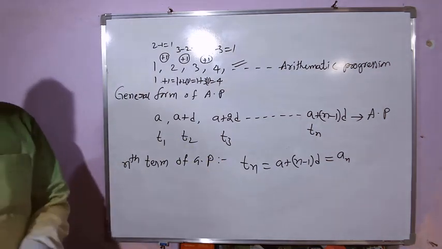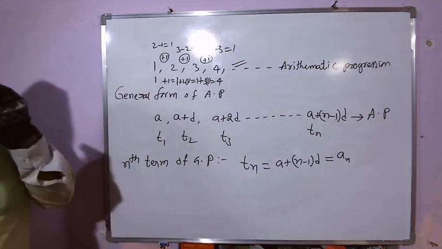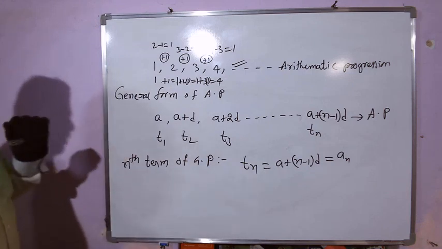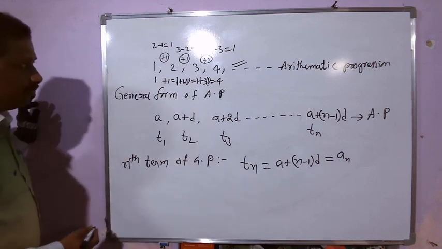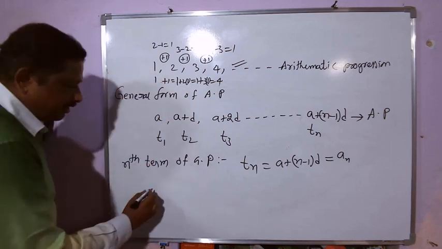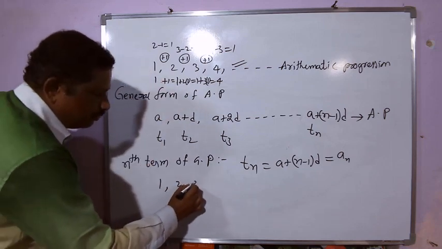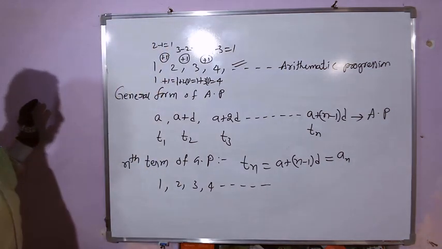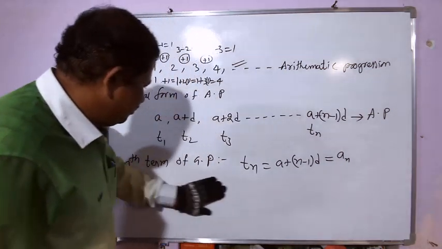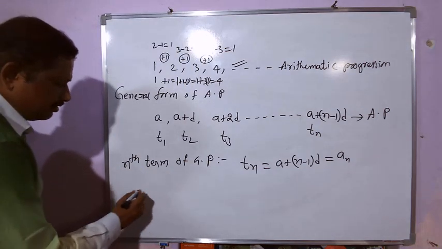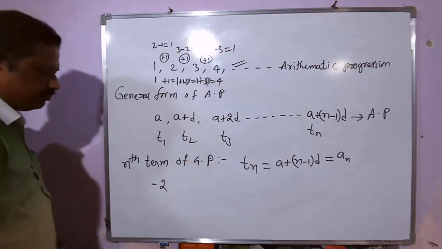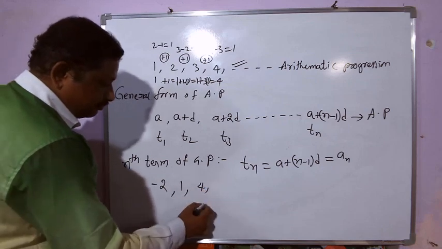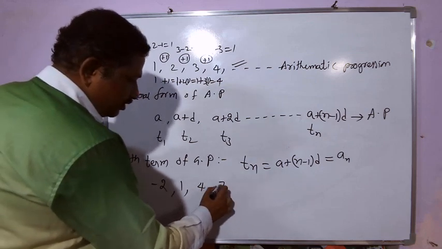So now I will give some progressions and let us find the nth term of each. Suppose I take one progression, this one only: 1, 2, 3, 4, and so on. Otherwise, you take the next one. Suppose I take minus 2, 1, 4, 7, and so on.